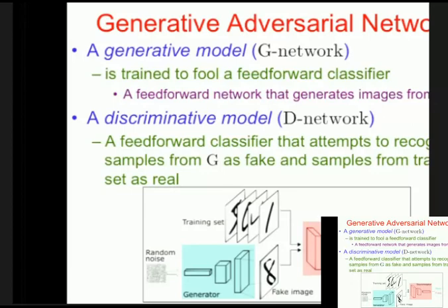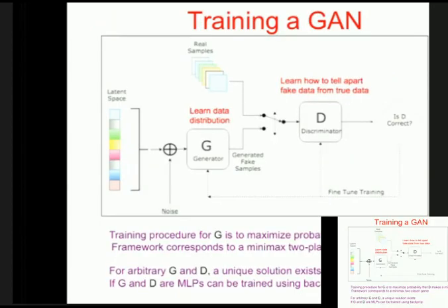to strengthen our model is shown here, training a generative adversarial network. Here's the latent space, and then we have noise generated, which means some kind of a latent representation. The generator generates fake samples, and it learns a distribution. Those are real samples. And then it learns how to tell apart fake data from true data. And then we say, is D correct? All right. And then we go back, fine-tune the training, and then we fine-tune the training over here.